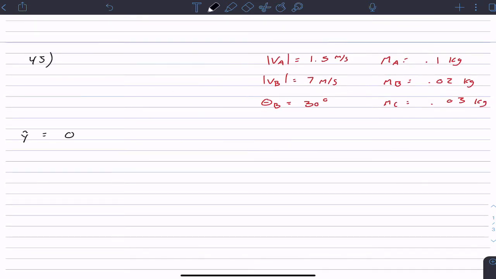So in the y direction, it was 0 initially, and then it is 0.1 kilograms, this is for particle A, times 1.5 meters per second. Okay, and then we have, it's going to be in the negative y-hat direction, so we'll just go negative right away, 0.02 kilograms times 7 meters per second, and then that's going to be sine of the angle, 30 degrees.